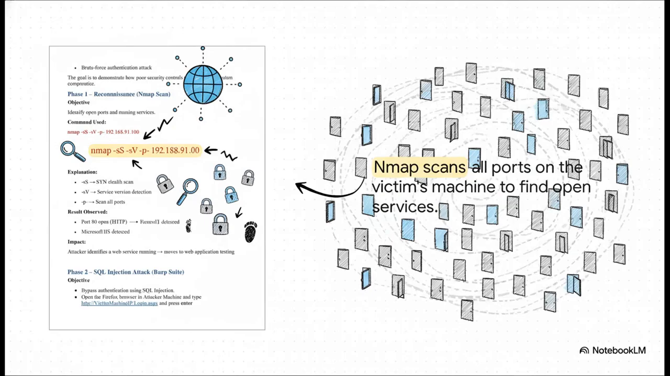Phase 1, reconnaissance. The attacker's very first move is always to map out the territory. We use a tool called Nmap to scan our victim's IP address. This specific command is telling Nmap to be stealthy, to try and figure out what services are running, and to check every single one of the 65,535 possible ports. We're literally knocking on every digital door to see which ones are unlocked.